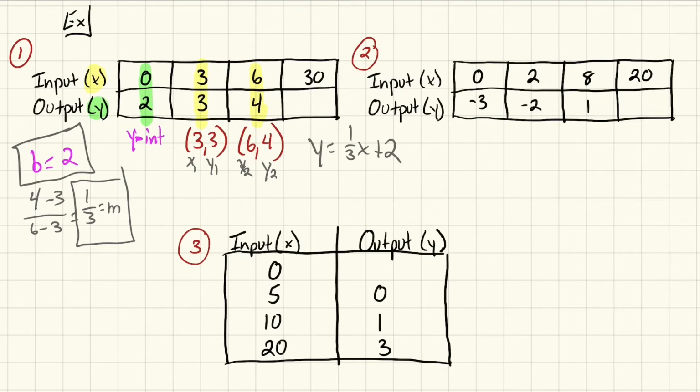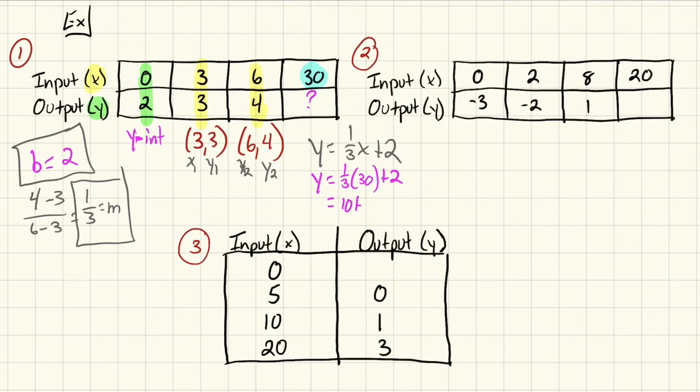The last piece that we have to look at in number 1 is this 30. We know that when we plug 30 in, we get something out. The problem is we don't know what that something is. So to solve that, all we actually have to do is go back to our equation and plug 30 in for x and solve. So 1/3 times 30 is 10.